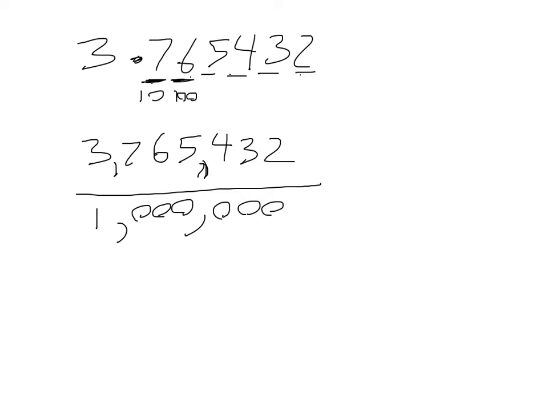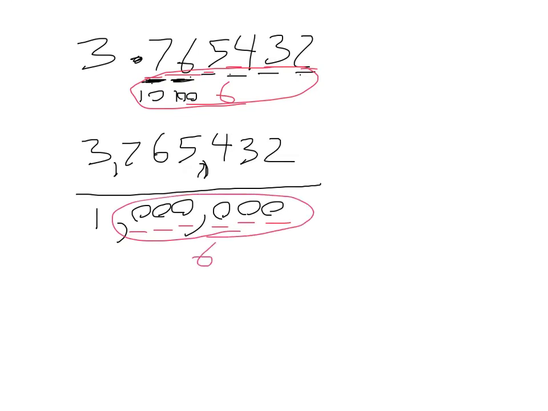Okay, so the number of zeros on the bottom equals the number of decimal places there were up here. 6 decimal places, so there are 6 zeros. And other than that, you just write that whole number on top. 3,765,432 1,000,000ths. Okay, and then you could reduce that. We're not going to do that.